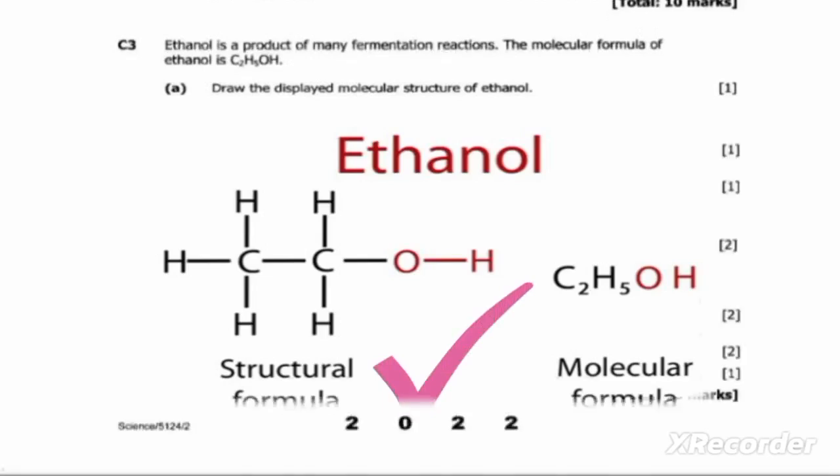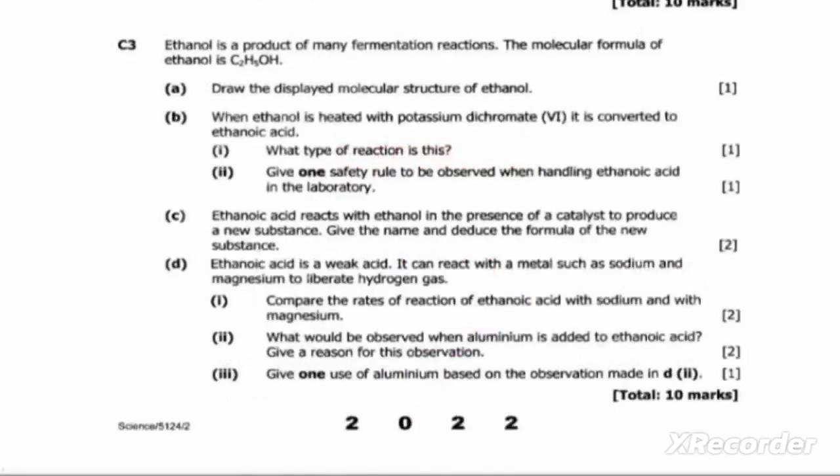We shift to the next question, which is question C3b. The question reads, when ethanol is heated with potassium dichromate(VI), it is converted to ethanoic acid. Roman numeral 1. What type of reaction is this?